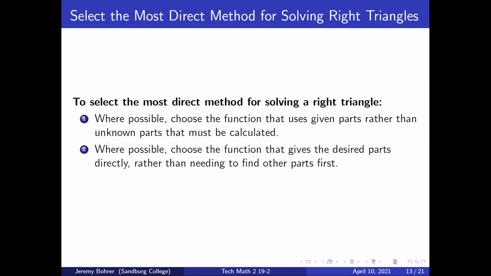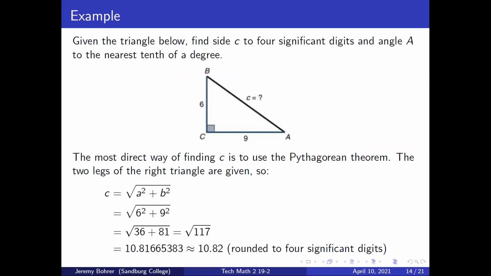To select the most direct method for solving a right triangle, where possible, choose the function that uses given parts rather than unknown parts that must be calculated. And where possible, choose the function that gives the desired parts directly rather than needing to find other parts first.